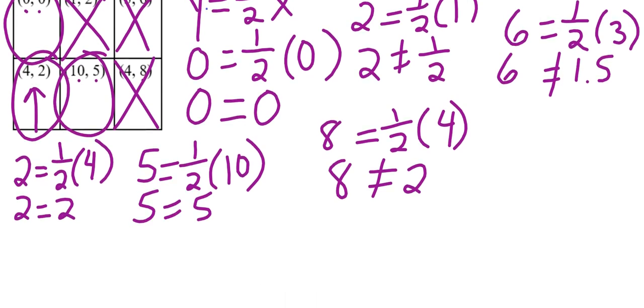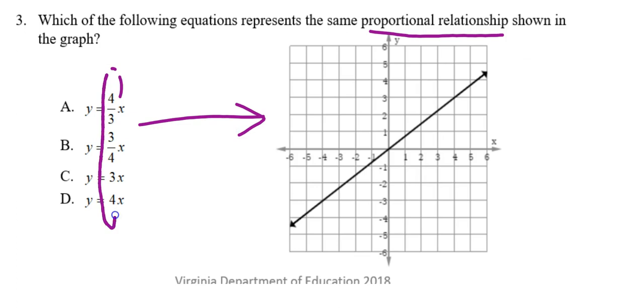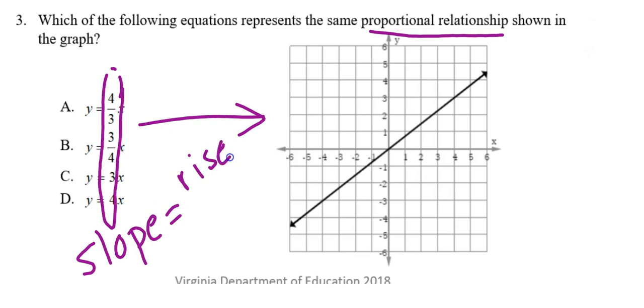Okay, number 3. So now we're looking for a proportional relationship, so we know it's proportional, and we want to match our graph to our equation. So remember that the number that comes before the x, that's our rate of change, it's also our slope. Slope is equal to rise over run. So you can see the slope in each of these.